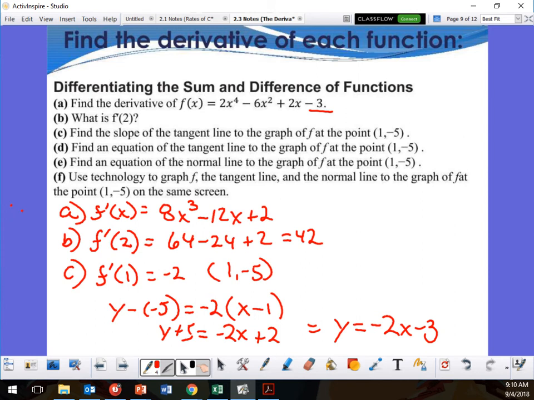Okay, so now the next one is find an equation. Oh wait, hold on. So that was C, and this one right here is D. And E: find the equation of the normal at that same point. Find the normal. Perpendicular.